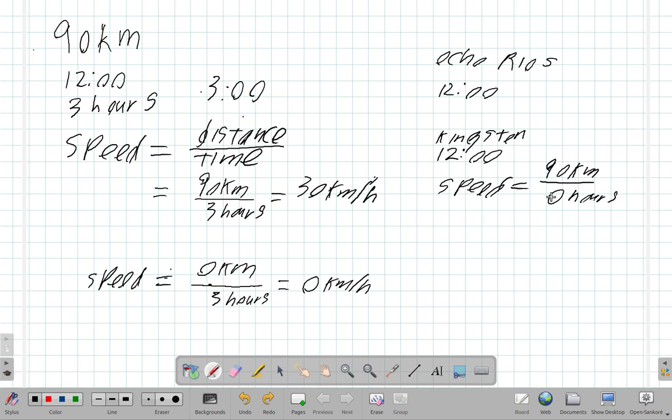If you could divide by 0, it would mean that you could travel 90 kilometers in 0 time. And that is impossible. You cannot travel any distance in 0 time. And therefore, this is one reason why trying to divide by 0 doesn't make sense.